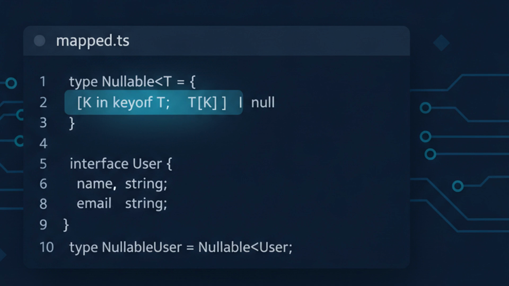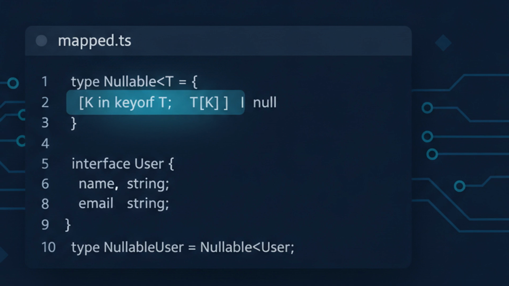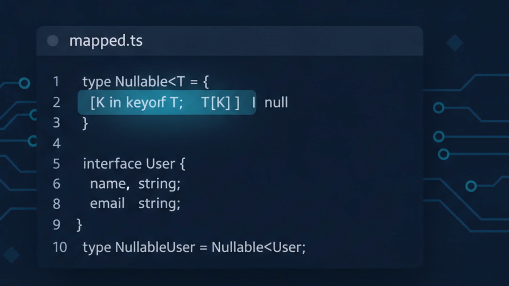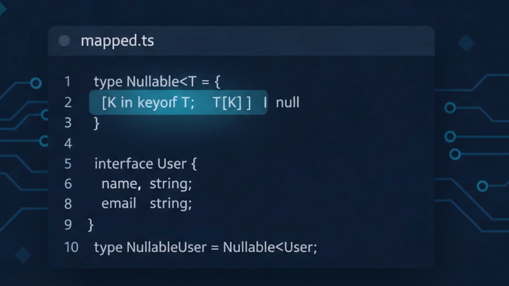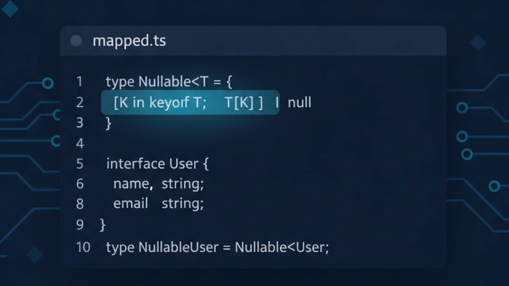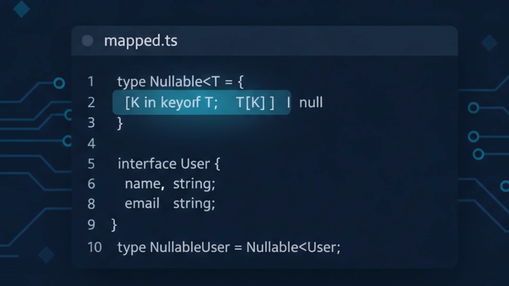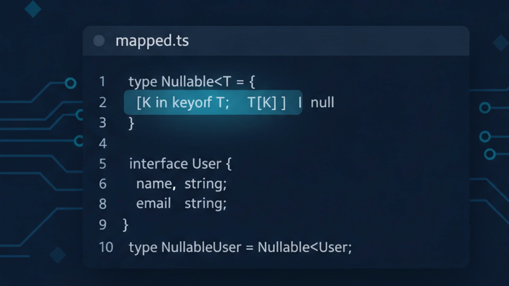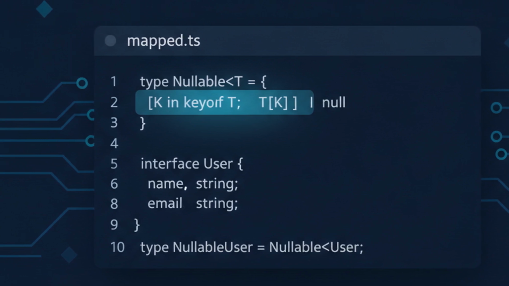These 5 built-in utility types are powered by something deeper called map types. And once you understand those, you can build your own custom utilities. That's exactly what we cover in the next video. For now, go open one of your own projects and find an interface you duplicated. Replace it with a utility type. You'll feel the cleanup immediately.